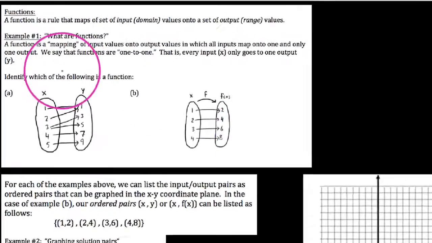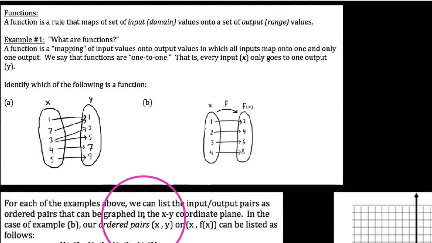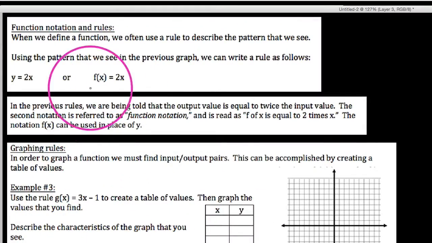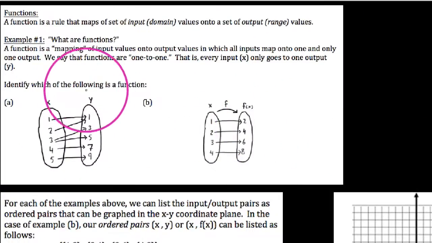Okay, YouTube, in this video we're going to cover some basics of functions, including what they are, how we write and graph them, as well as function notation, how we list the rules. So let's go ahead and start with the definition of a function.